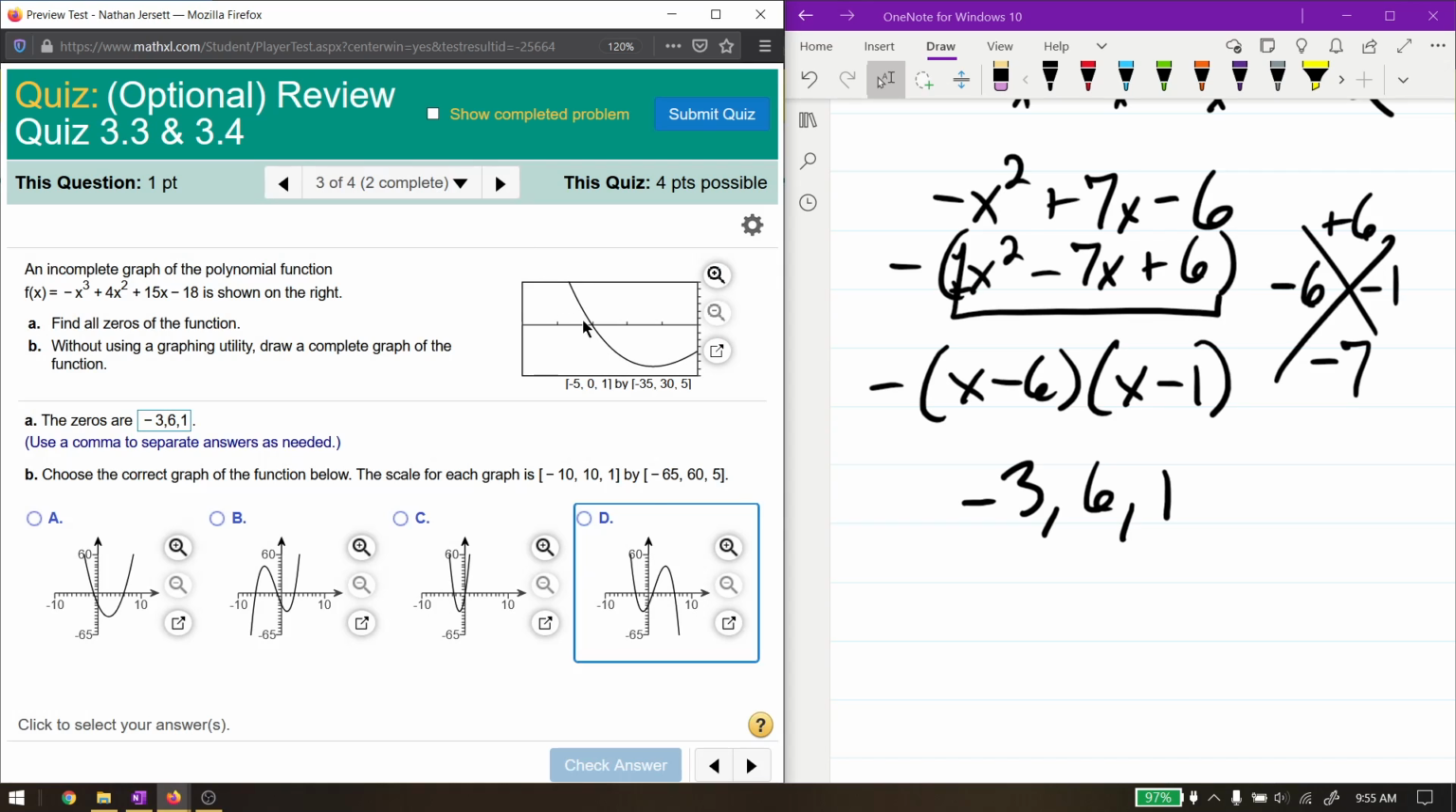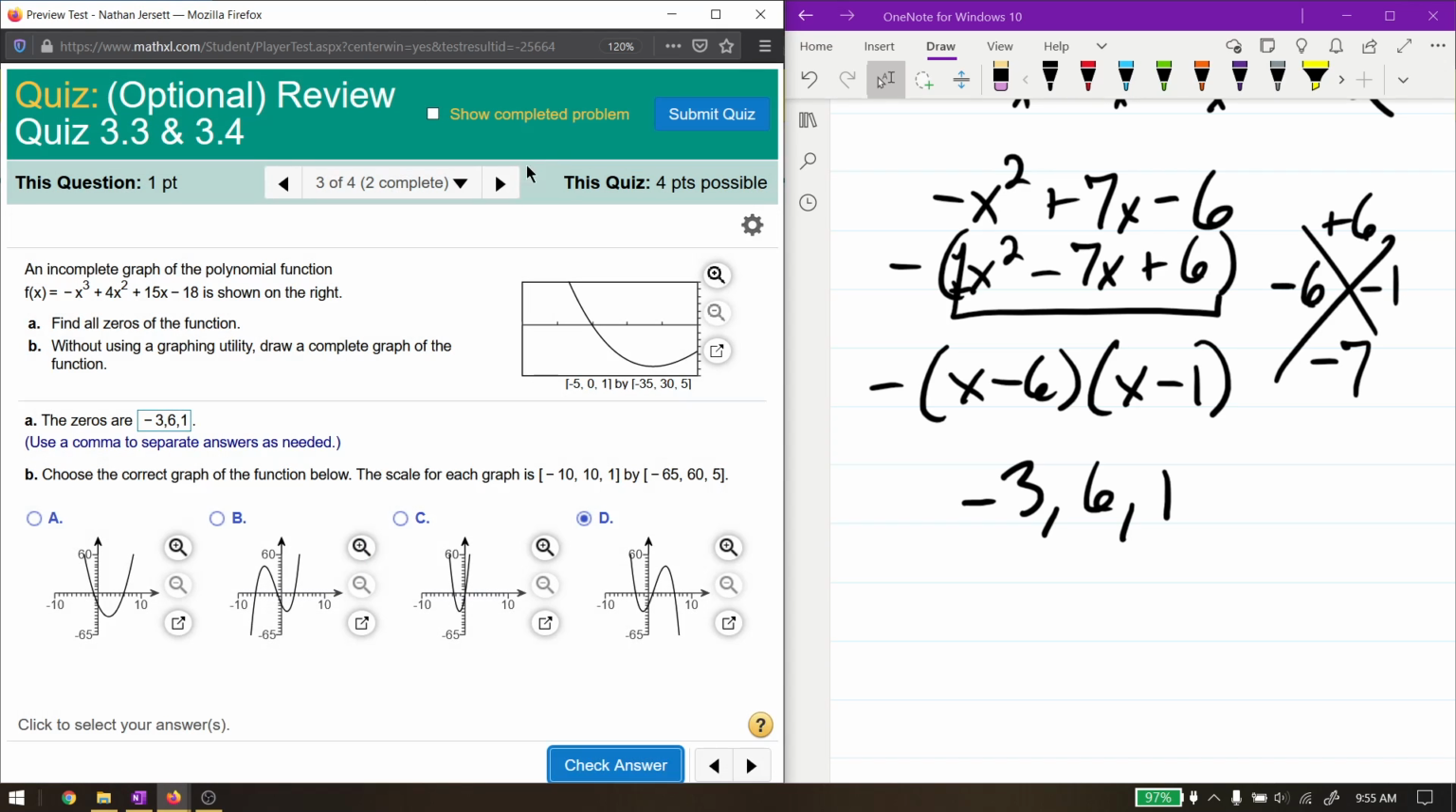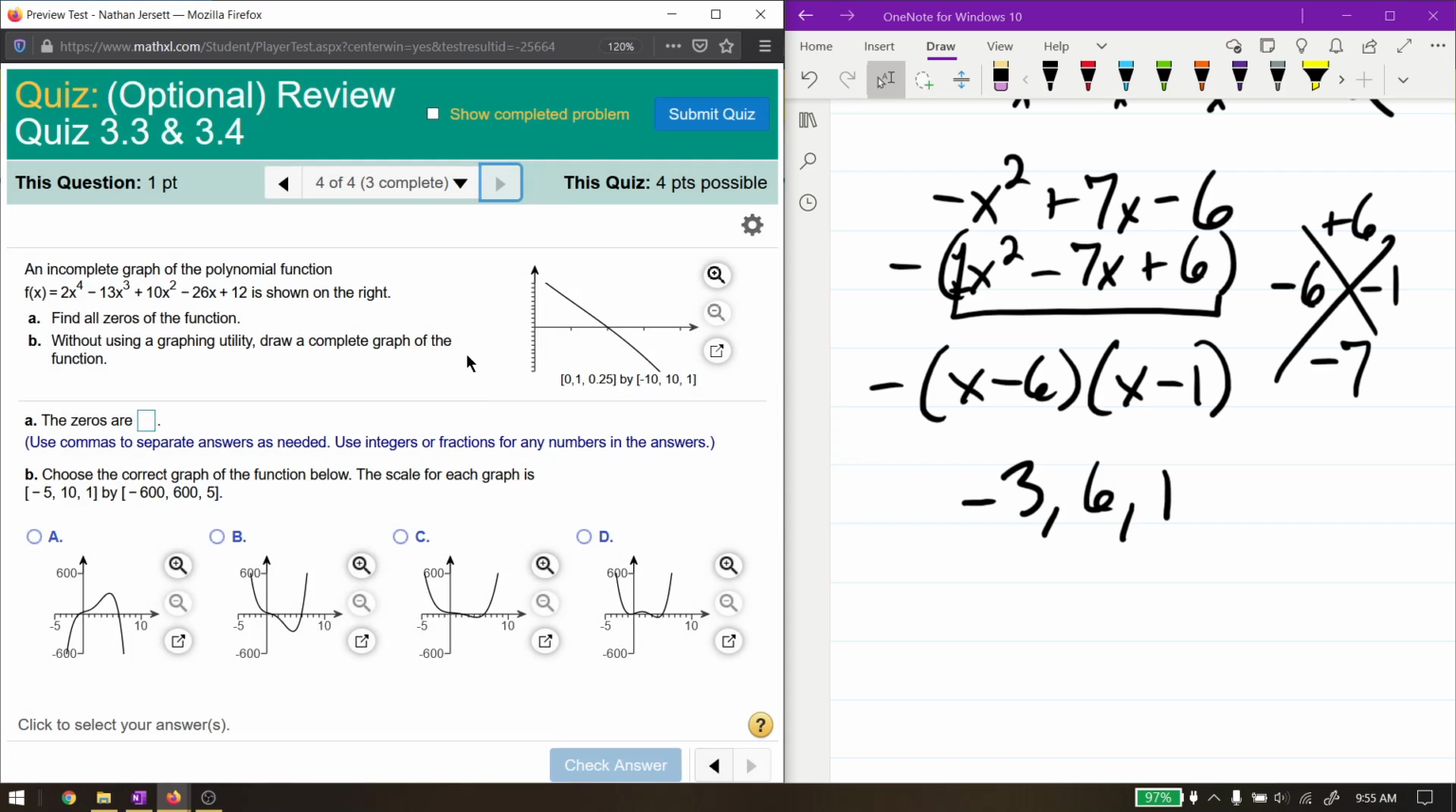This one looks much flatter, but that's just because of the y-axis scaling. This one goes from -65 to 60. This one goes from -35 to 30. So that's why it looks much shallower. This one looks very steep, but it has the right zeros, and that's all that really matters. And that's correct. Let's move on to the next one.